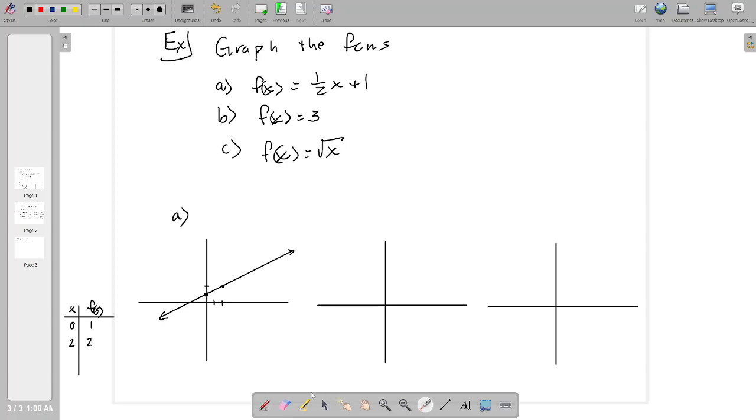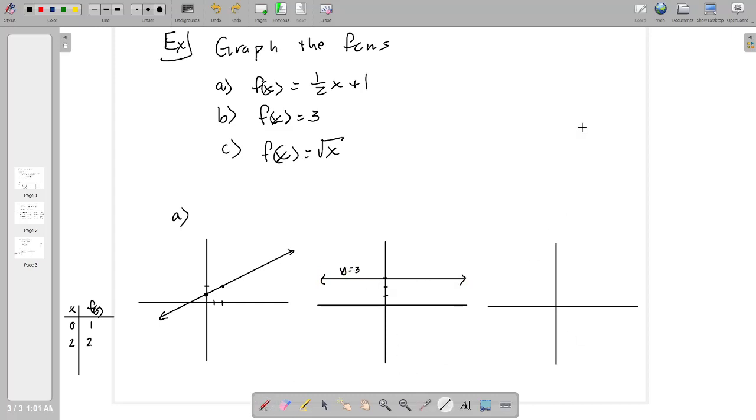For part B, we actually don't even need a point. Constant functions are always horizontal lines like this. It's the same thing as saying y is equal to 3. So we go up to where y is equal to 3 and we plot a horizontal line. Now, a vertical line is obviously not a function, and you might try to verify that on your own. But horizontal lines can be graphed y equals some number.